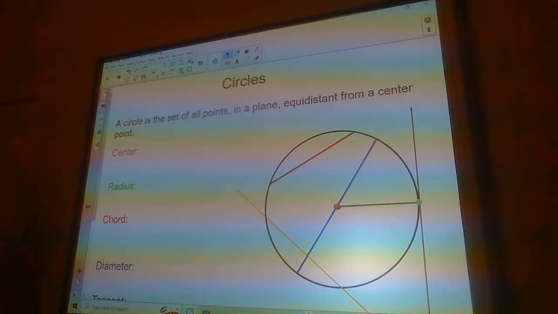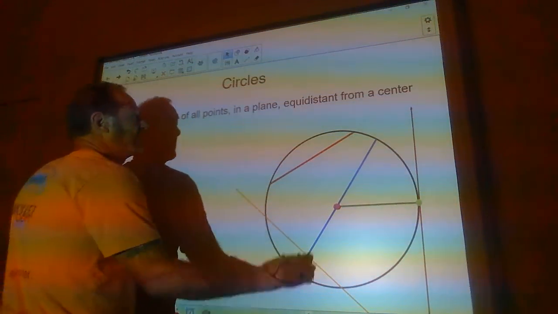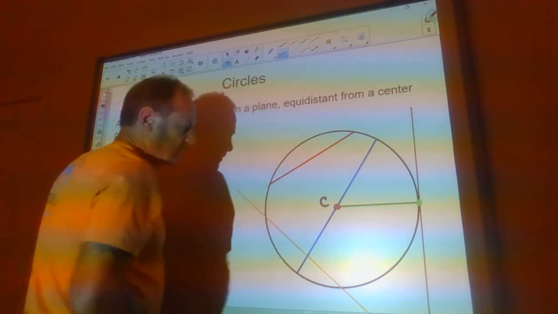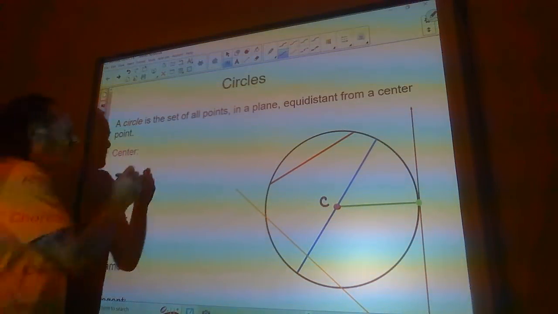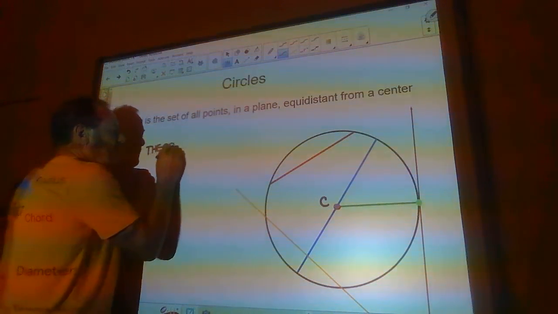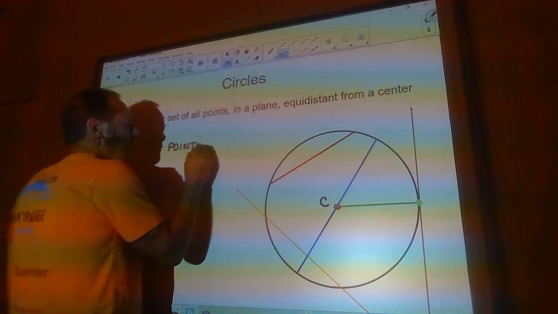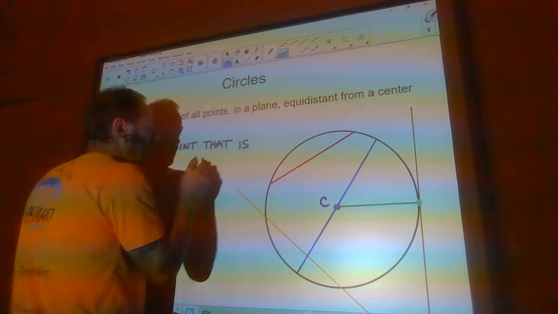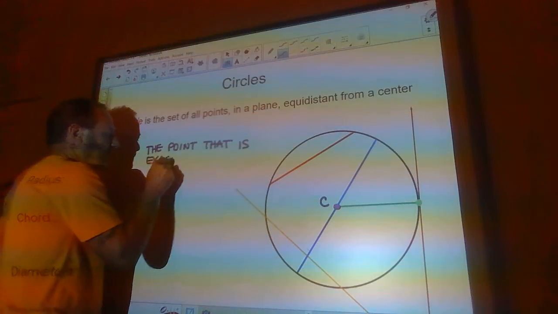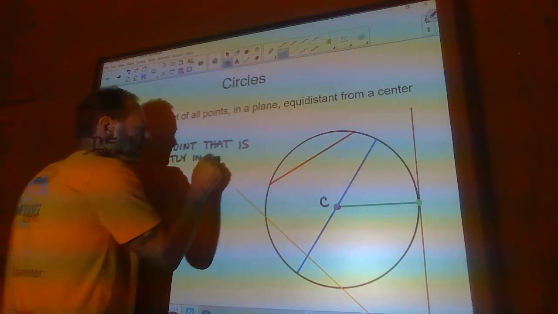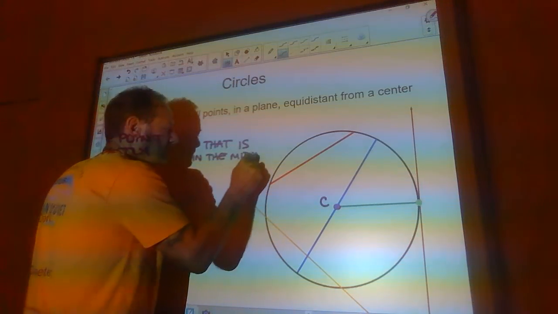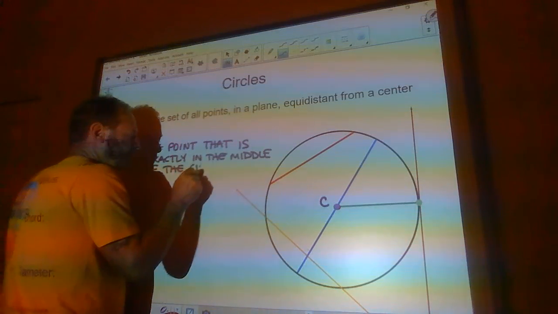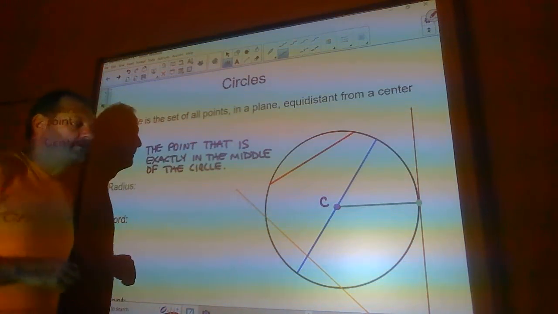So we got some terms here we got to know, like what is the center? Okay, so the center is this point right here. We'll call it C. The center is the point that is exactly in the middle of the circle. Basically the point where the circle is built off of. Okay?